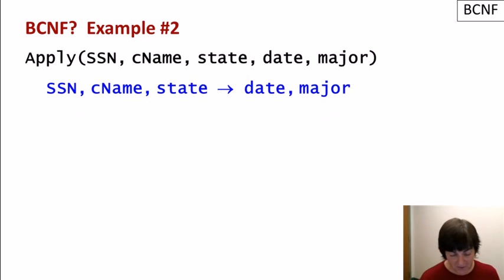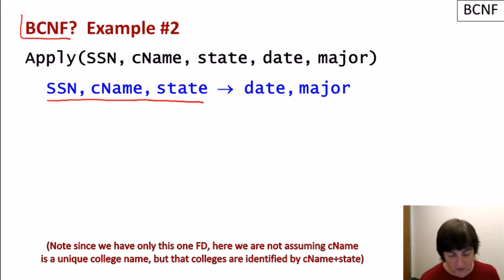Now let's look at a second example, our Apply relation, to see if this one is in Boyce-Codd normal form. So in this case, as a reminder, we have a Social Security number, college, state, date, and major. So the date is the date of application, the major is the major the student is applying for at that particular college. And we'll have one functional dependency, which effectively says in English that each student may apply to each college only once and for one major.